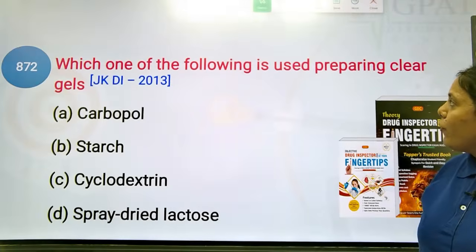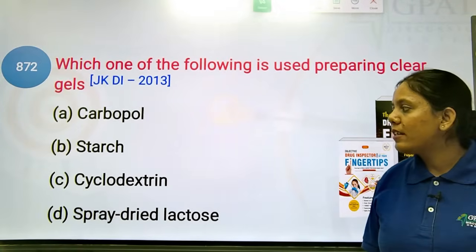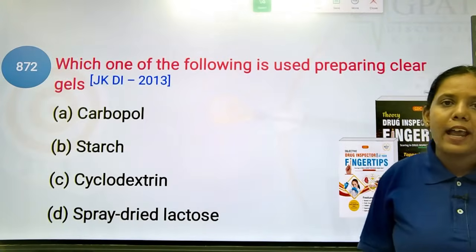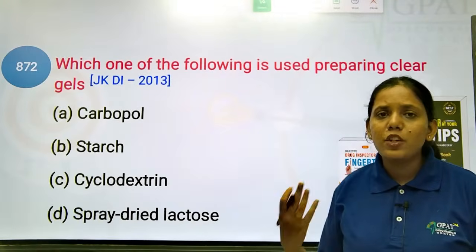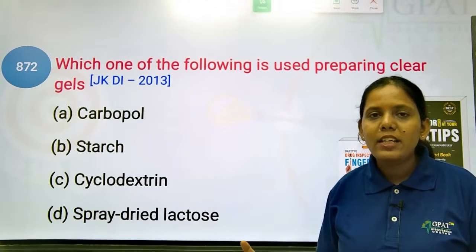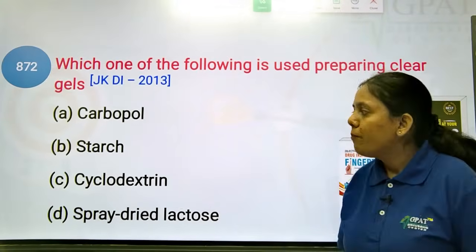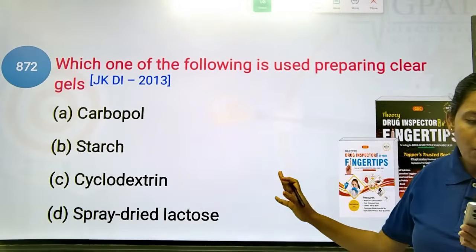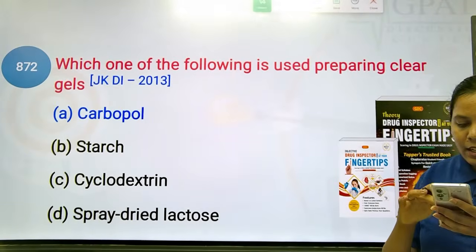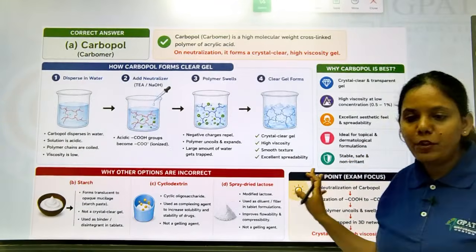Next is, which one of the following is used for preparing the clear gels? Carbopol, starch, cyclodextrin, spray dried lactose. That means once it forms the gel, it is having higher viscosity, it forms the clear transparent gel. Starch won't form it, nor cyclodextrin or spray dried lactose. Your carbopol forms the clear gel after preparation. Option A is the right answer.